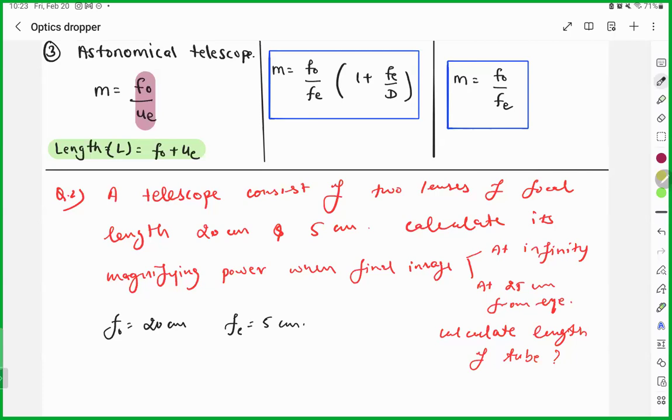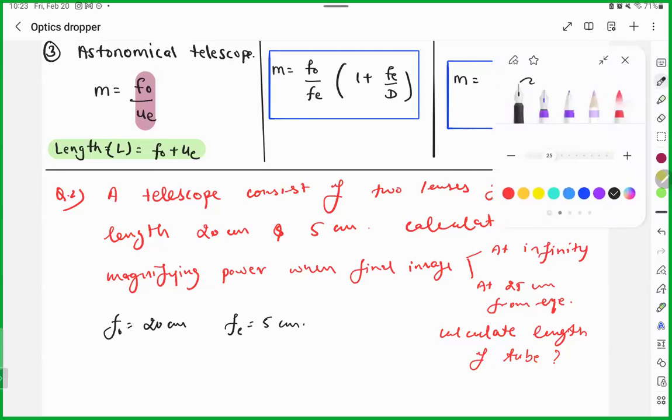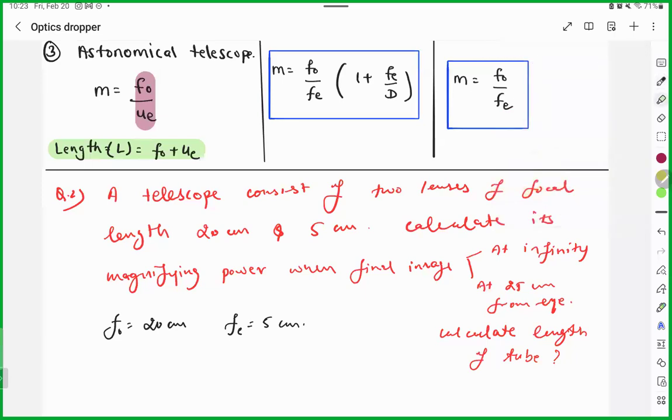By the way, you also get an idea, if you are observing, let's take Mars. In this situation, if you want to see a bigger picture, the magnification is bigger. Your focal length should be more for the objective lens and very small focal length for the eyepiece. The smaller the eyepiece, the better the magnification.